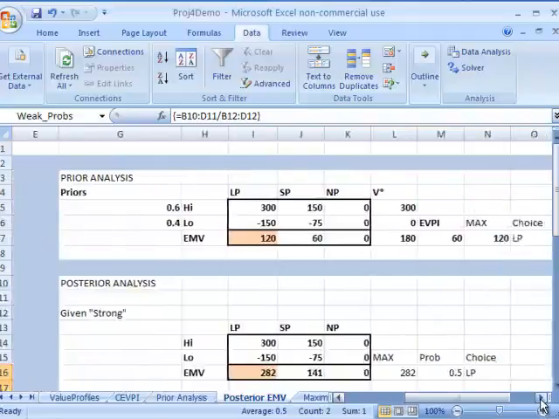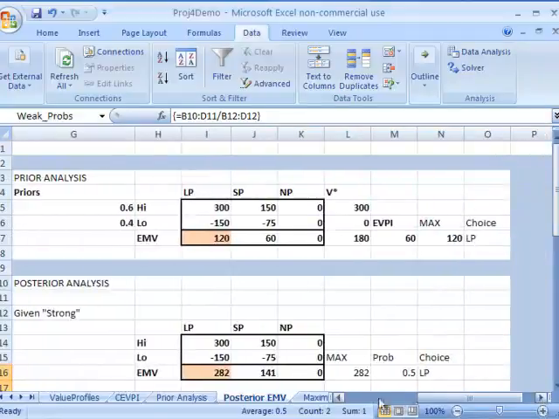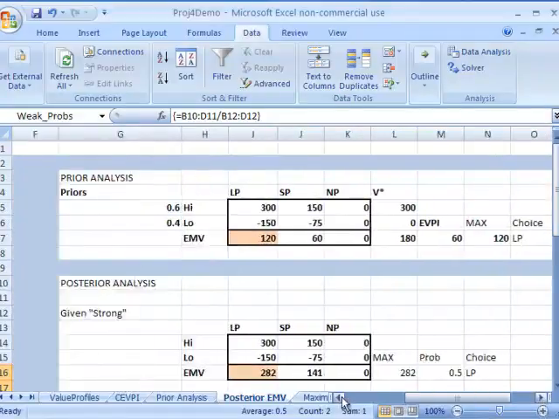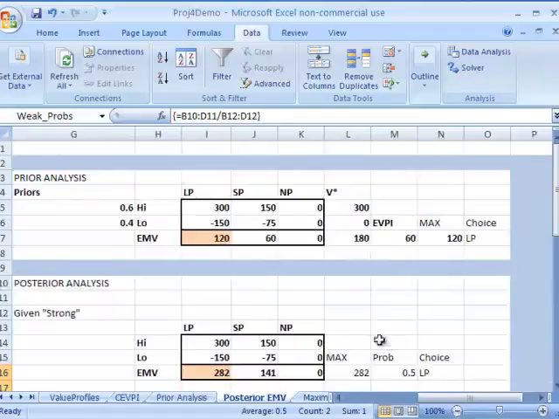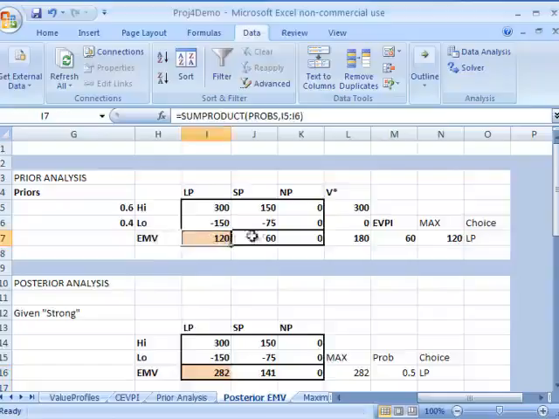Now, of course, this is all associated with a decision tree analysis that was also discussed on a previous demo video, and so you should sort of imagine what's going on here. This is the prior analysis using prior probabilities, showing the expected value results that we got before, where the EVPI was 60 and the maximum expected value was 120, and the optimal choice was to go with the large plant.